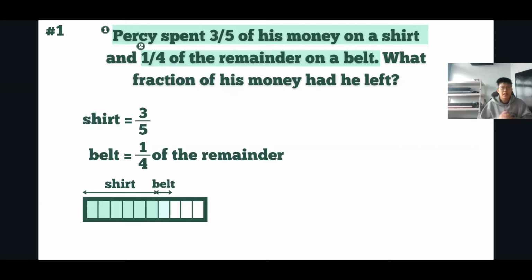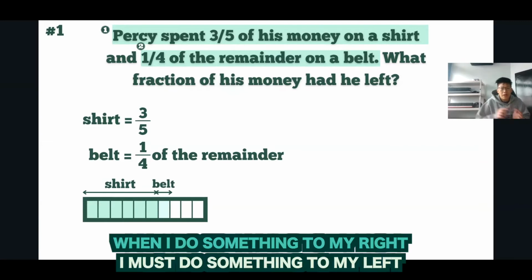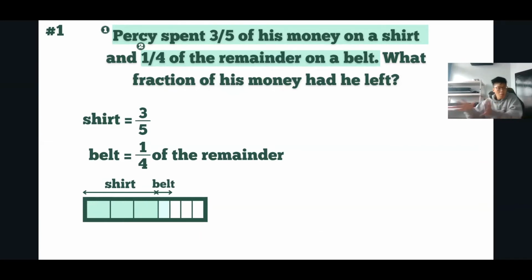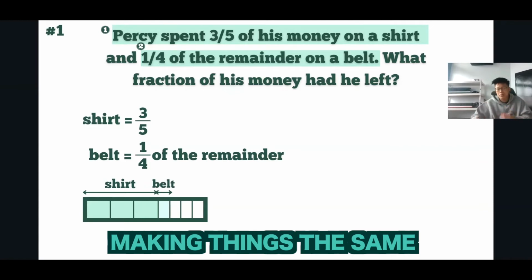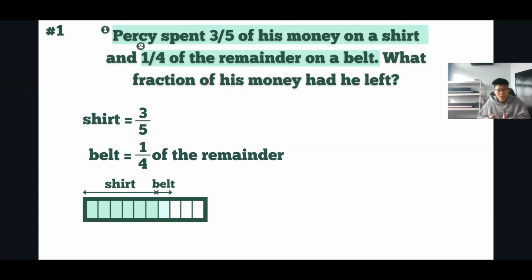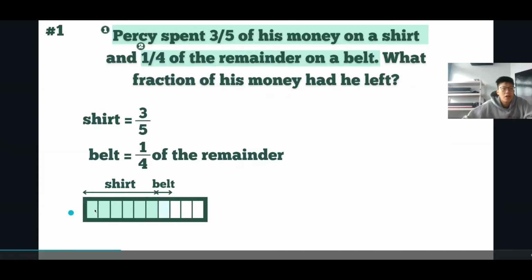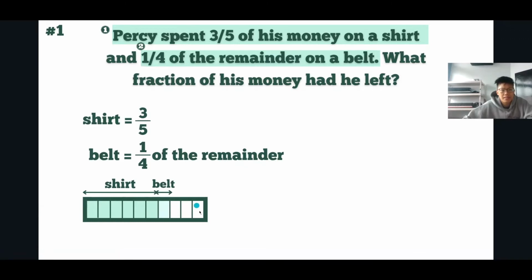Once I'm done with this, I can go on and do one thing. When I do something to my right, I must do something to my left. I shouldn't have 4 parts on the right hand side and 3 units on the left hand side. It doesn't make sense. In math, it is about making things the same. So I want to break everything into half. As you can see, I have 2 units again, I break it into 4 parts, and the rest I will also do the same. So in total, I will have 1, 2, 3, 4, 5, 6, 7, 8, 9, 10.